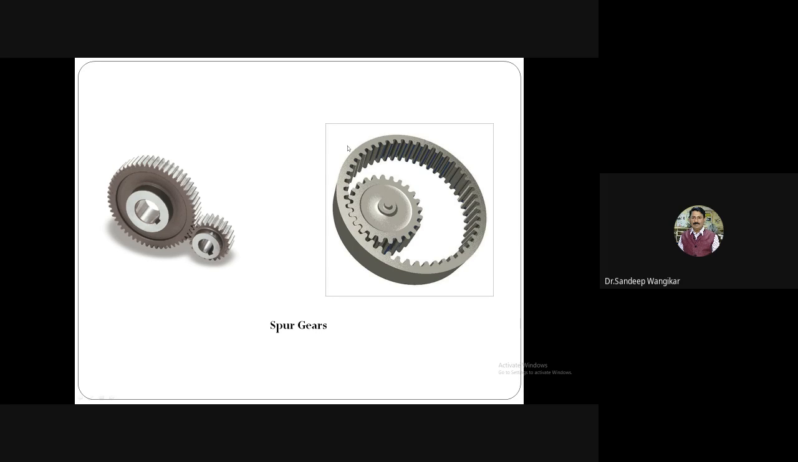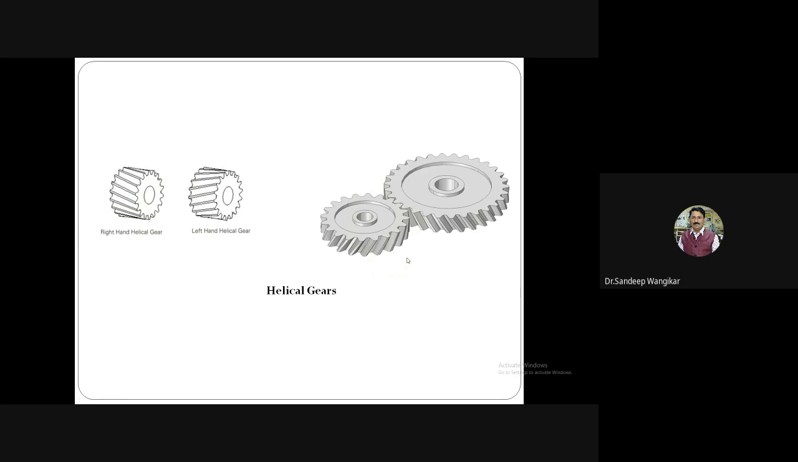In the second one, teeth are cut on one internal and the other gear is external, and they are matching. So depending upon the application, the gears are used. This is the very first type, spur gear.